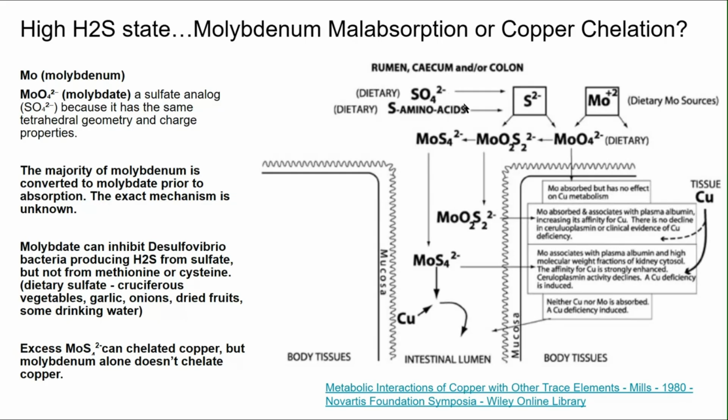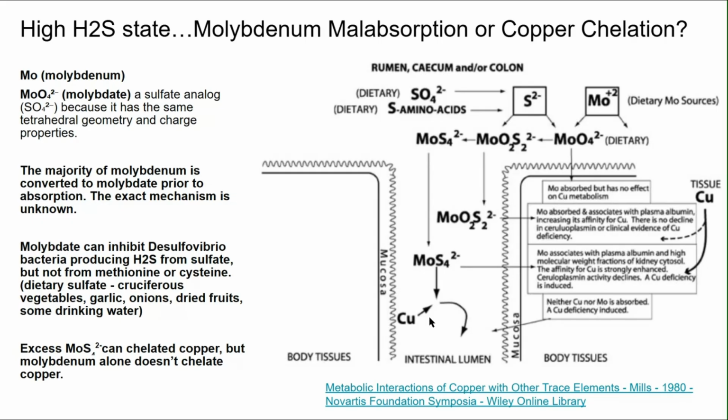Over here we have sulfate, and then this says S amino acids, so sulfur-containing amino acids like cysteine and methionine can provide sulfur that can take your molybdenum, your molybdate that you make. We actually convert all of our molybdenum into molybdate in the gut, and that molybdate can have sulfur added to it, and it can make these intermediates, and eventually you end up with tetrathiomolybdate.